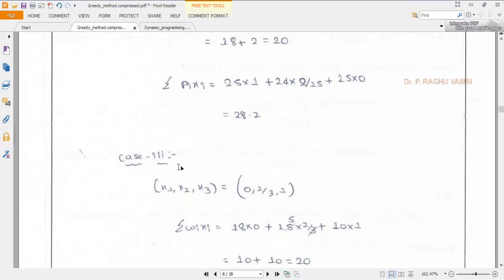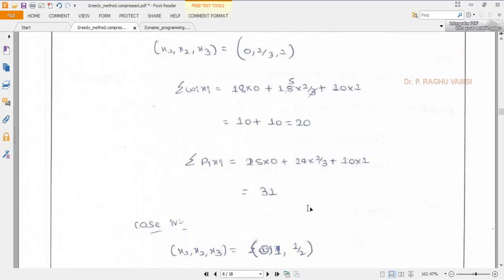Among these cases, you can keep many fractions and have many combinations of fractions. But among these combinations, up to now, we find that with the combination 0, 2 by 3, 1 we have got the maximum profit. So this is the way of solving this particular fractional knapsack using the greedy algorithm.